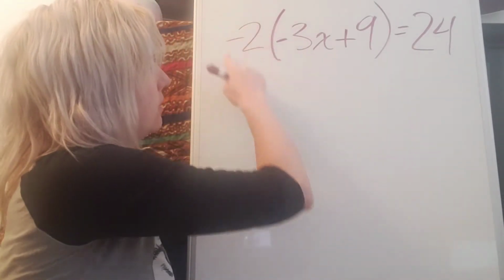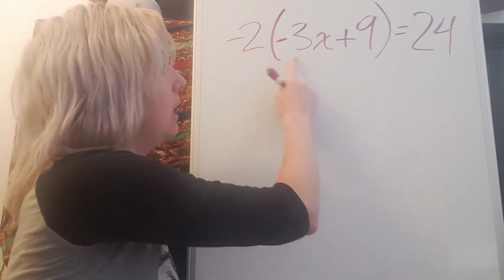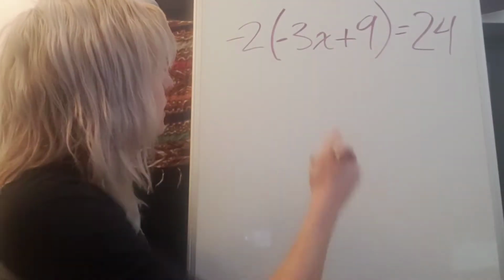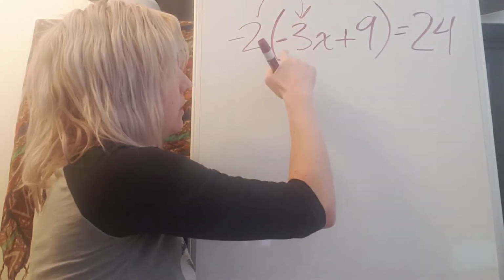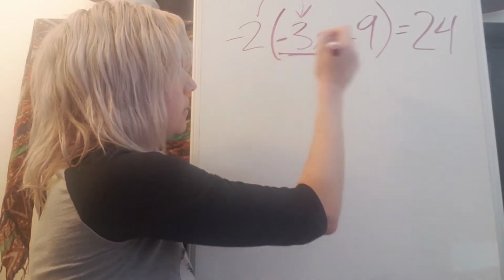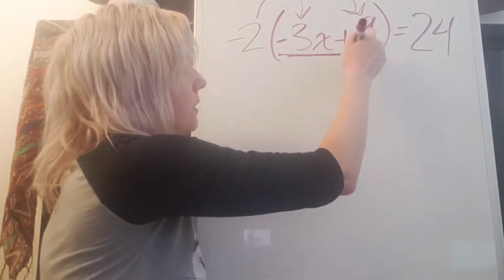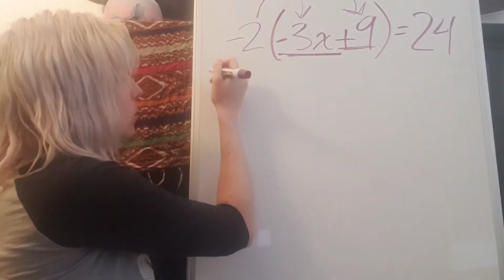And anytime I have an equation like this, my first thing that I want to do is take this -2 and multiply it with everything that's in here. So I'm going to take my -2 and multiply it by this -3x right here, and I'm going to multiply it by this +9. Okay? So let's look at it.